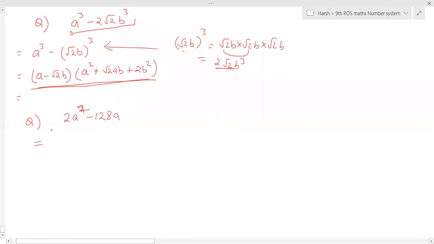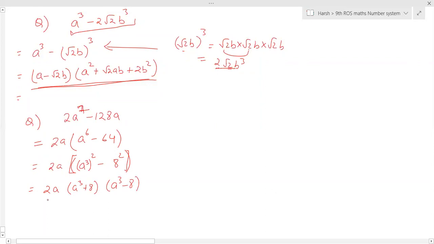Others, listen here, how she is solving. So we can take 2a common. Okay, I'll take 2a common. So, a to the power 6 minus 64. Now 2a, a to the power 3 whole square, minus 8 square. 2a, a cube plus 8, a cube minus 8.